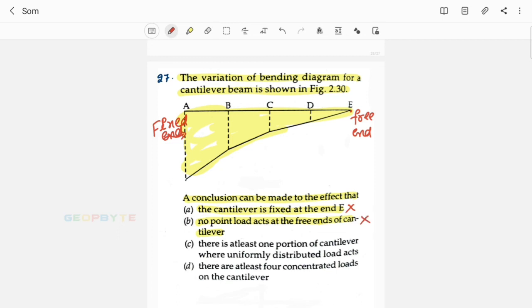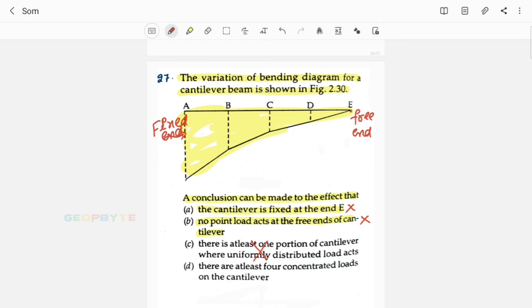Option C. There is at least one portion of the cantilever beam where uniformly distributed load acts. No, it is not correct. Nowhere does the bending moment diagram vary parabolically. The bending moment is not varying parabolically anywhere. Therefore, the beam definitely does not have a UDL. Then option D might be correct.